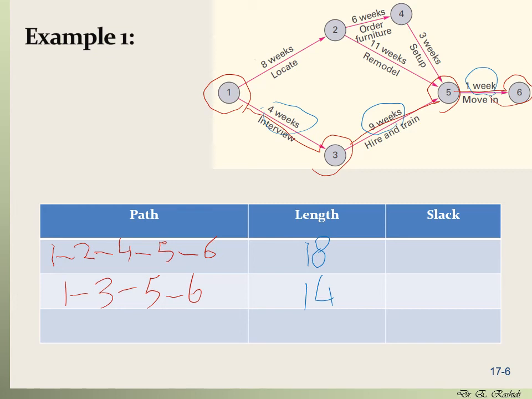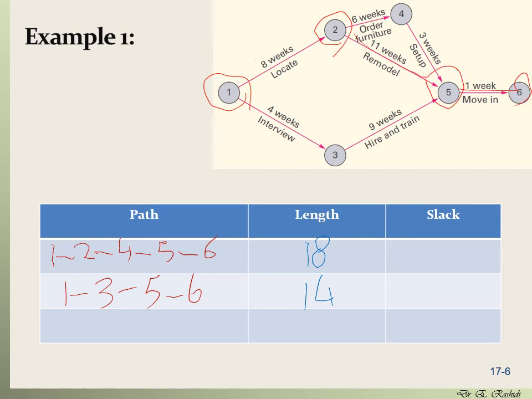The next path. Let me clear this up. From node 1, we go to node 2, and then we go to node 5, and then we go to node 6. So that's 1 to 2, 2 to 5, and 5 to 6. So let's find the length of this path. So that's 8 plus 2 to 5, so that's 11. 8 plus 11, that's 19, and 1 is 20.